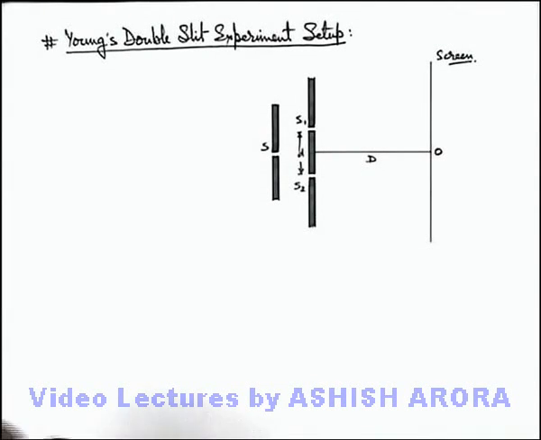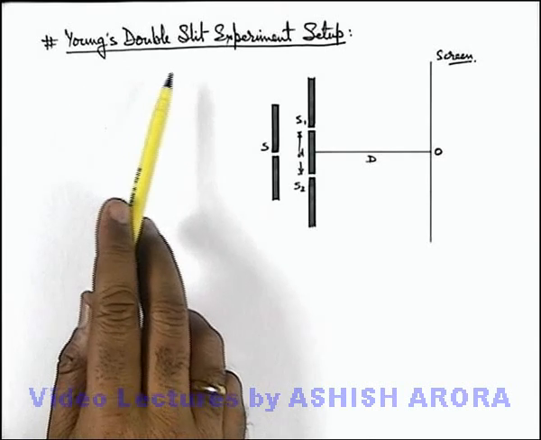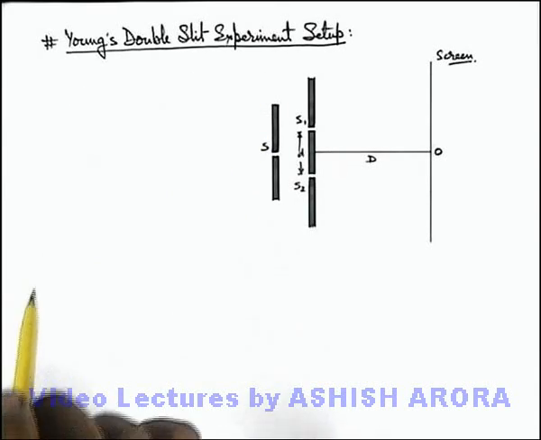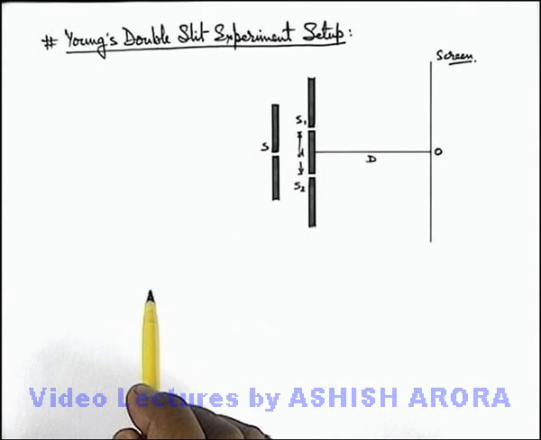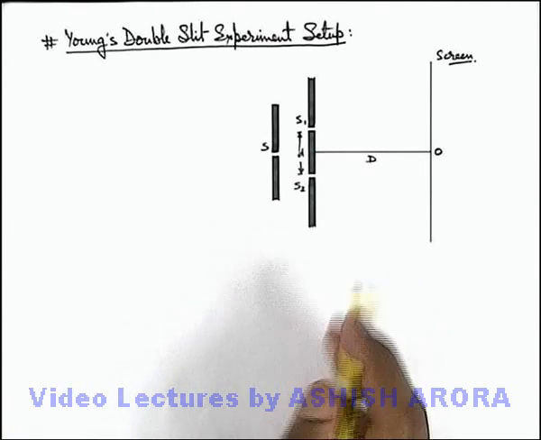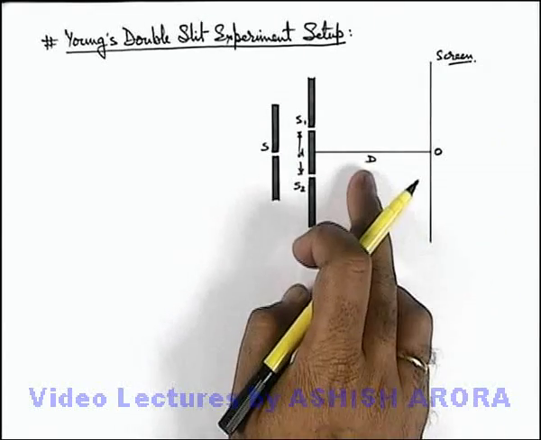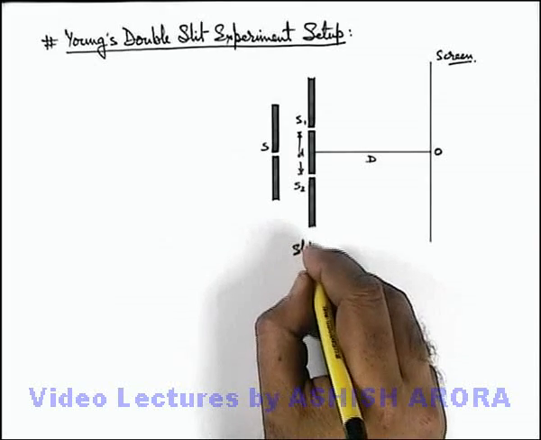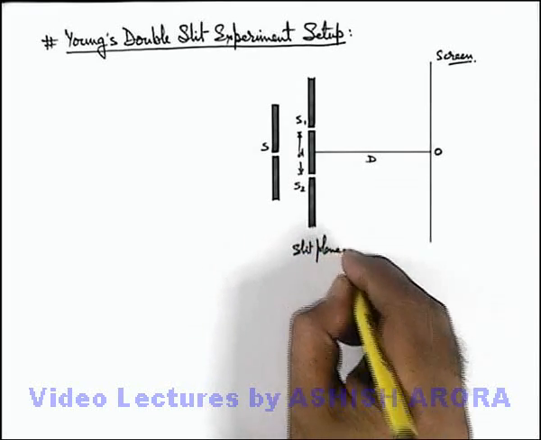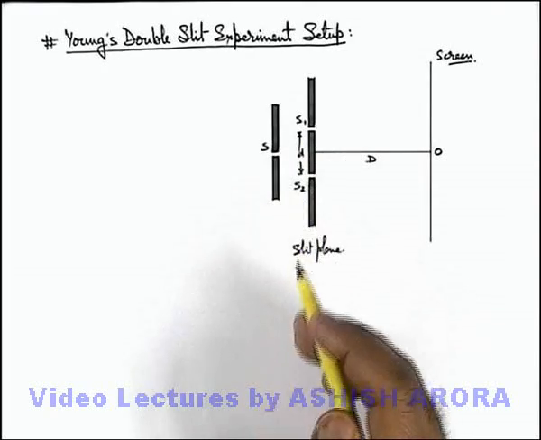Let us now discuss and understand Young's double slit experiment setup. This is an experiment which is used to demonstrate the interference of light in the laboratory. Here you can see a typical setup in which there is a screen, and at a separation capital D from the screen, there is a slit plane in which two rectangular slits are cut.